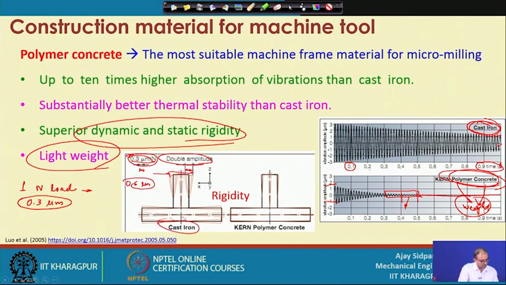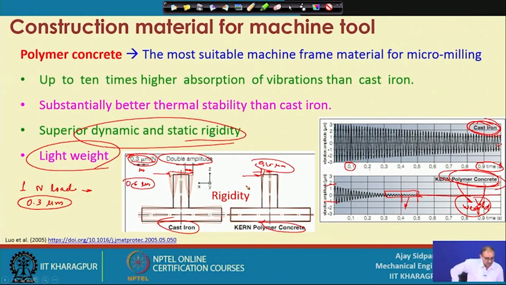That is not the correct way, but if you provide the same loading or impact in this polymer concrete, you can see that it is not even half of this. So, 0.15 micron or something is there, and that is the advantage of using polymer concrete for the machine tool structure. Now, these are some of the advantages.